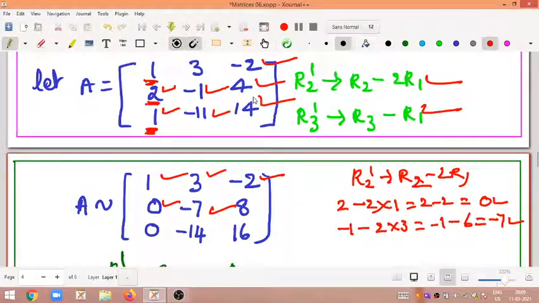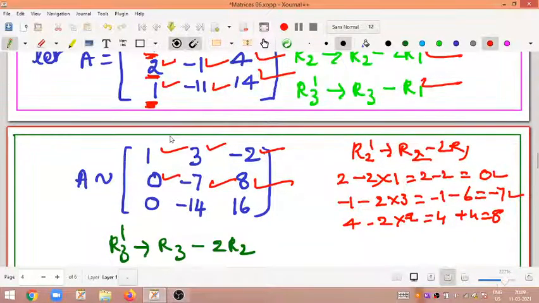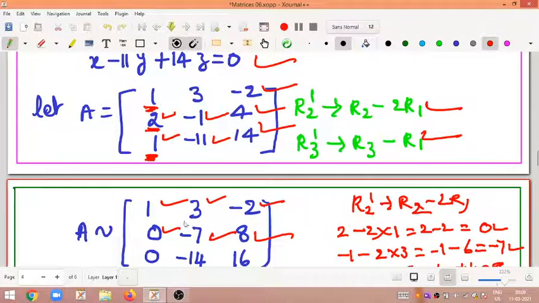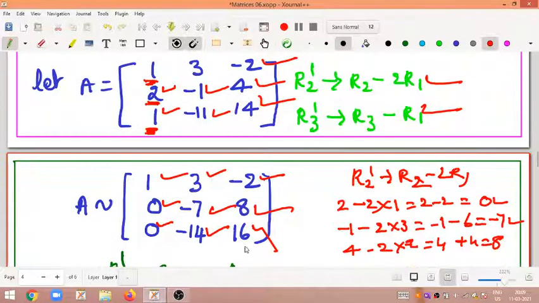Again, the R2 element is 4. 4 minus 2 into the R1 element minus 2, so 4 plus 4 is 8. I wrote that 8 here. Similarly, R3 dash implies R3 minus R1. That is 1 minus 1, 0 I kept here. Minus 11 minus 3 is minus 14. 14 minus of minus 2 is 14 plus 2, 16. I wrote 16 here.